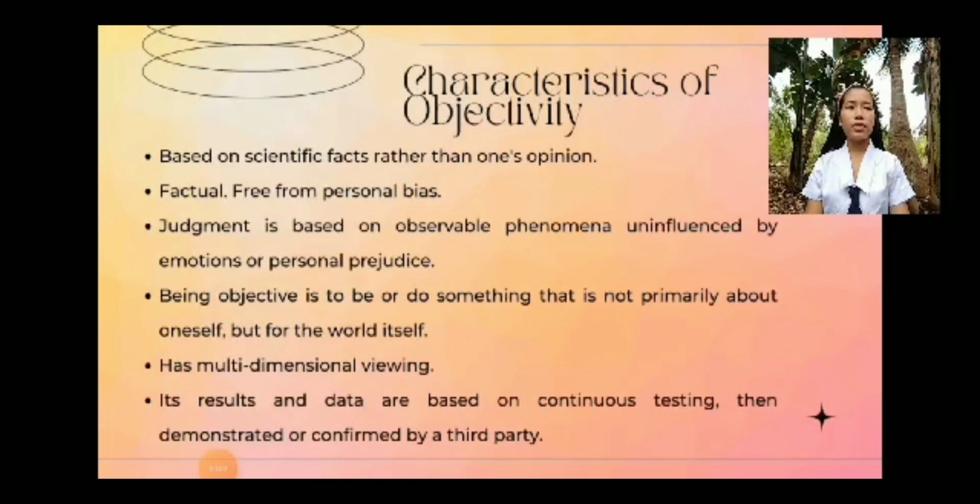Here are the characteristics of objectivity. It is based on scientific facts rather than one's opinion. Factual, free from personal bias. Judgment is based on observable phenomena and not influenced by emotions or personal prejudice. Being objective is to be or do something that is not primarily about oneself but for the world itself. Has multidimensional viewing. Its results and data are based on continuous testing, then demonstrated or confirmed by a third party.